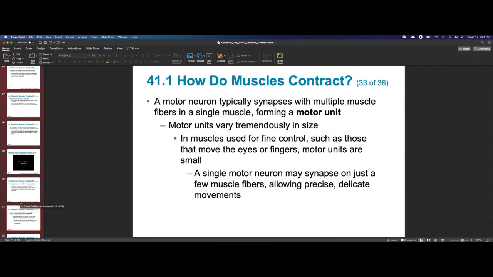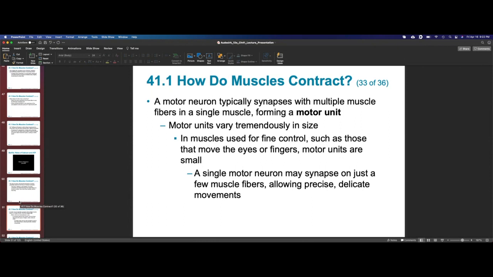So a motor neuron typically synapses with multiple muscle fibers in a single muscle, forming what's called a motor unit. And so these motor units can vary in size. Those used in the eyes and the fingers are going to be smaller because they require more fine-tuned control.